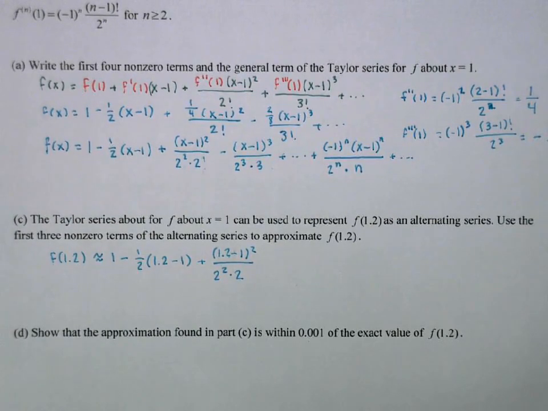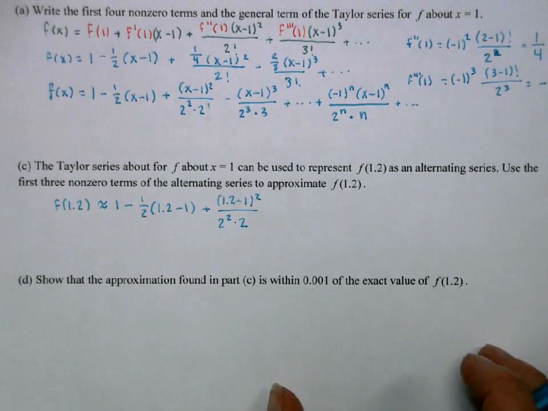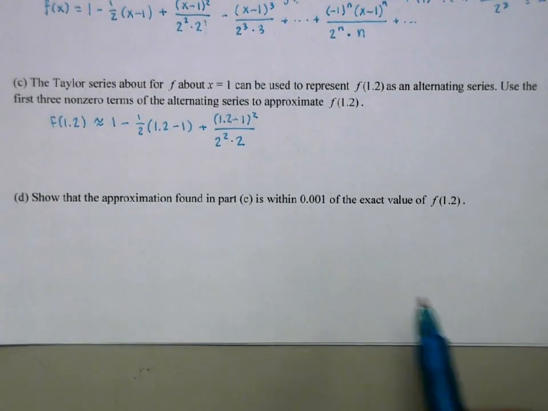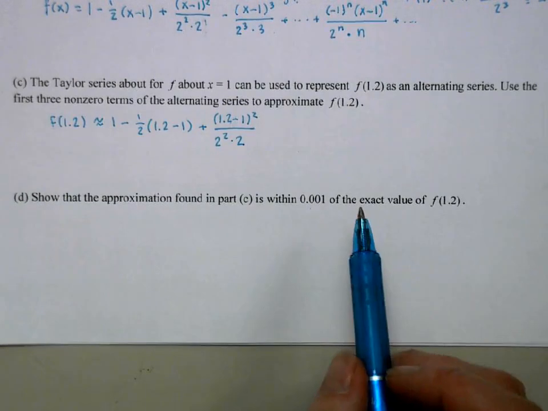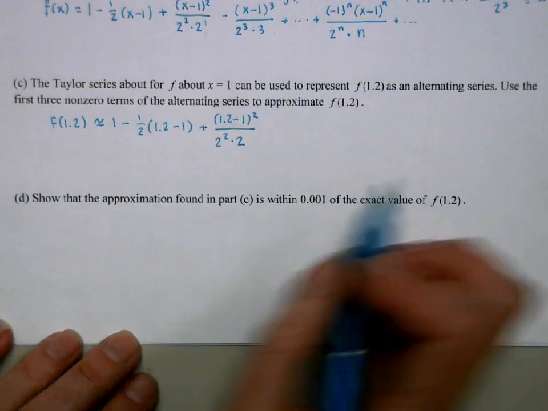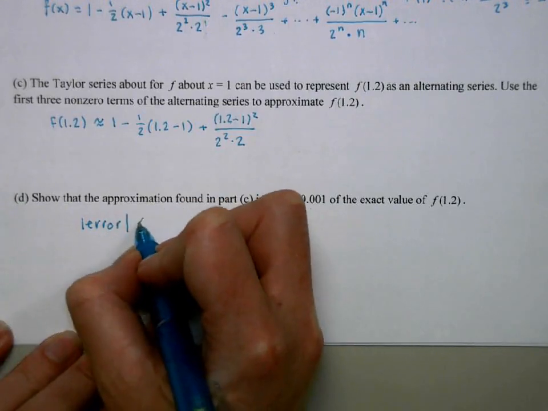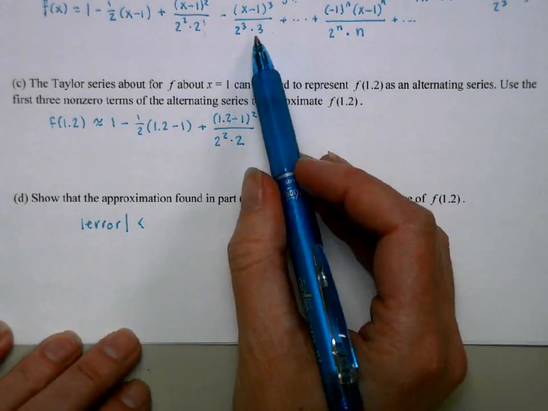And then here's where our new piece comes in. We're going to show that the approximation is within 0.001 of the exact value. So our error is going to be less than the next term. So this is my next term. I'll plug 1.2 into that.